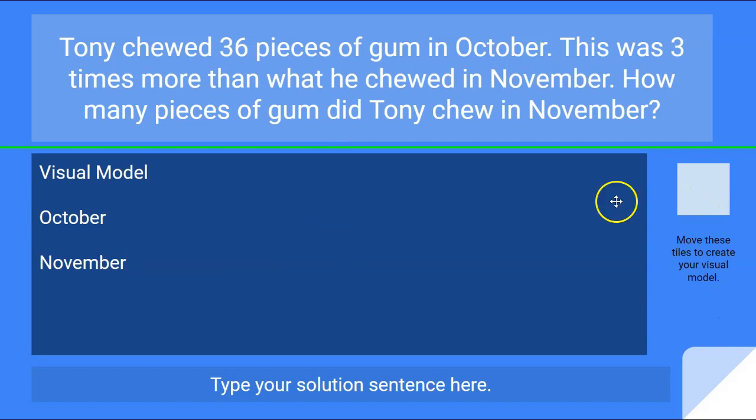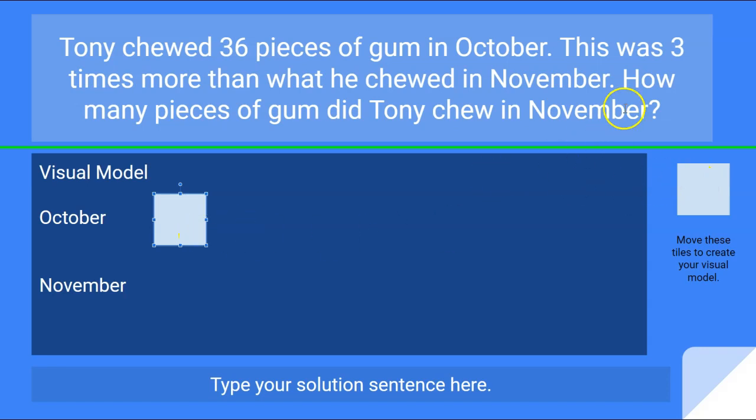So I will use my tiles now to create a visual model that represents October and November. So I'm going to drag and drop. For October, I know that he chewed 36 pieces of gum. And in November, he chewed 3 times less than 36. So therefore, I will use 3 tiles for October.